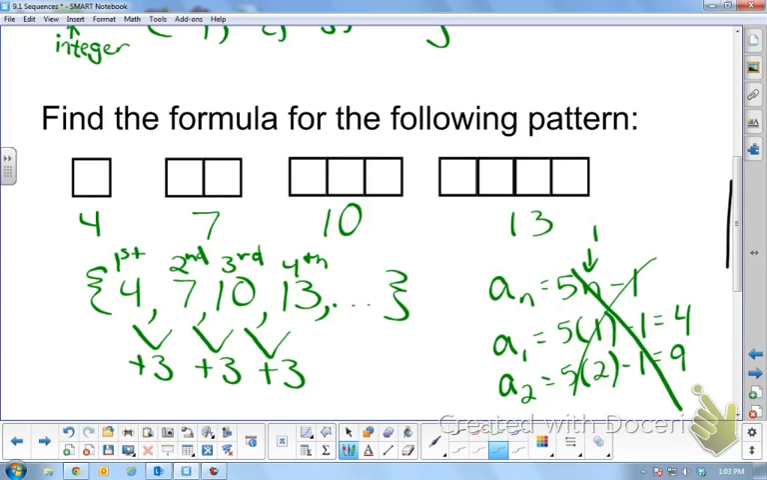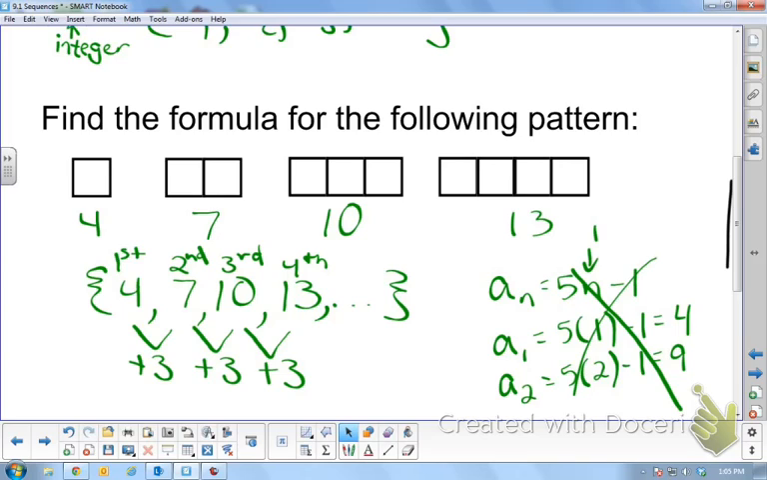So I want you guys to play around and see if you can come up with the formula that would give us these numbers. A formula that when I plug in 1, I get 4. When I plug in 2, I get 7. When I plug in 3, I get 10.